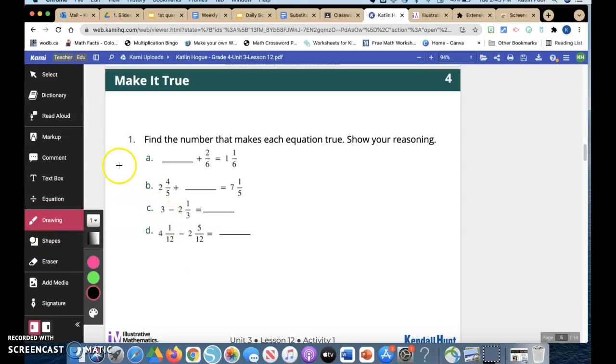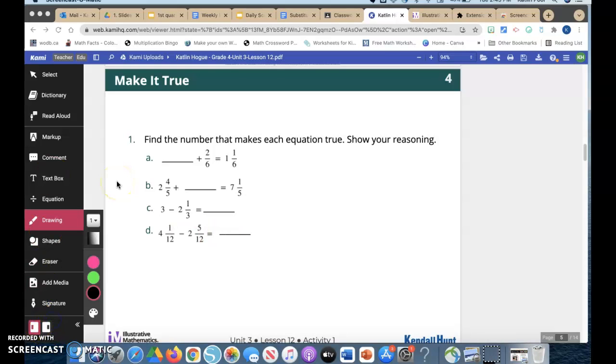So I am going to give you about 5 minutes to try to solve these on your own. Guest teacher, if you don't mind, go ahead and pause the video. Guys, I want you to think of some strategies you could use to figure out what these missing numbers might be. We're going to discuss what strategies you used here in just a second. So, go ahead and pause the video.